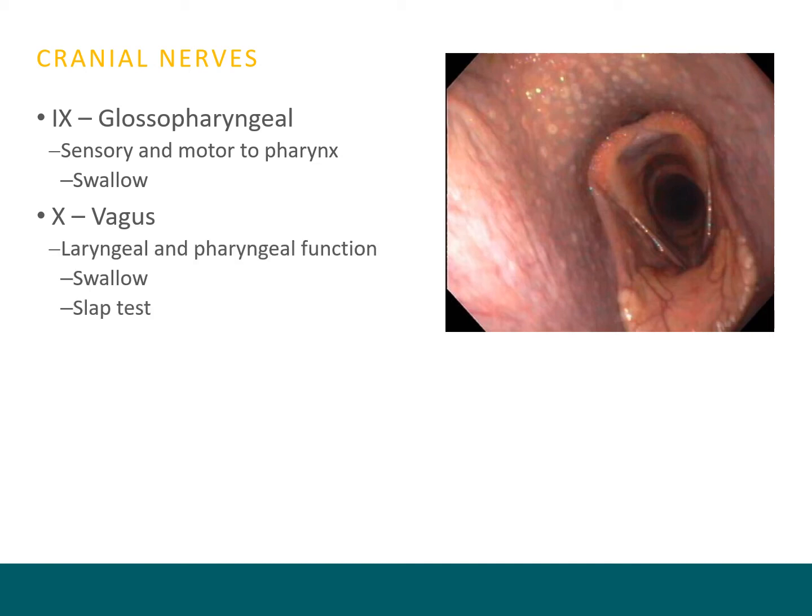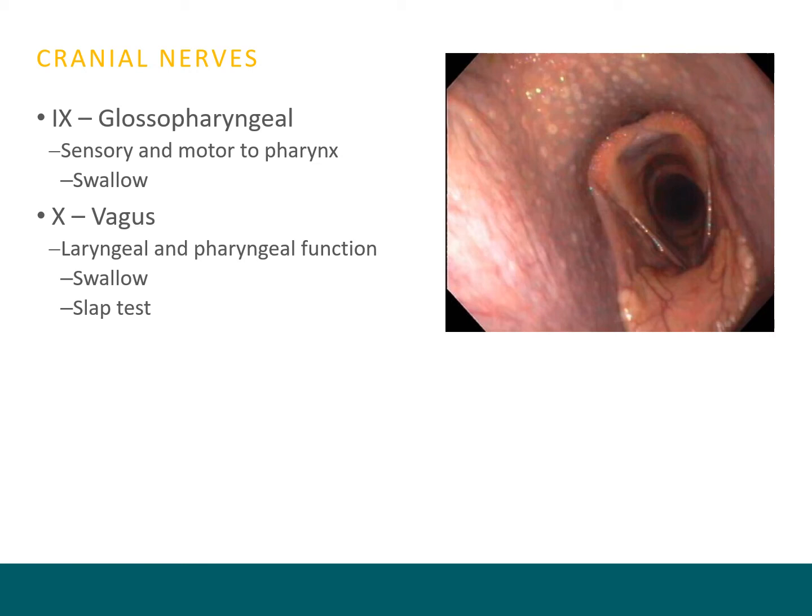So 10 is vagus. Again, it is going to be laryngeal and pharyngeal function. A big portion of it, relative to what we can discern in a cranial nerve exam, will again be swallow as well as the slap test. That's where you put your fingers on the horse's larynx and then slap the contralateral wither, and you should feel that slight abduction. Or more specifically, you could stick a scope in them and actually look at their arytenoids. When looking at the left arytenoid, when I slap the horse's right wither, I should see that left arytenoid abduct, and vice versa.